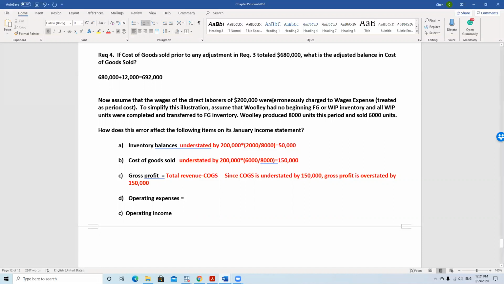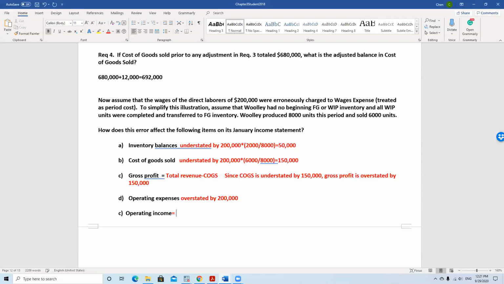So what about operating expenses? We recorded 200,000 period costs, which shouldn't be period costs, right? So we actually recorded more period cost than we should. So operating expenses are overstated by 200,000.